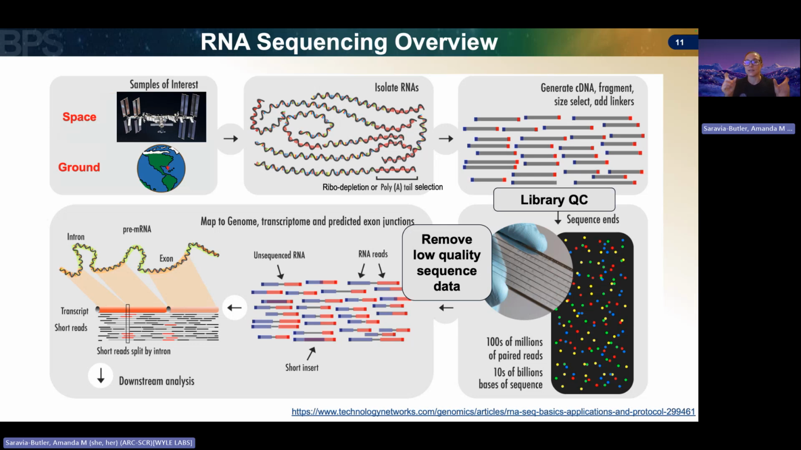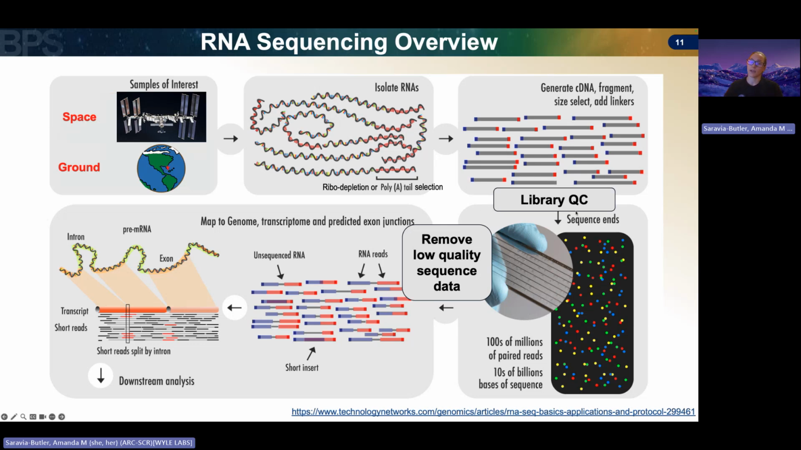And then keep in mind when assessing the size of your libraries, you need to account for the size of your adapters that are on either end. And those will be roughly 65, 70 base pairs, depending on how long your index is. And so if you have a 65 base pair adapter on either end, that's 130 base pairs total, plus the size of your insert at roughly 170 base pairs. For paired end 100 sequencing, you are looking for a library size range around 300 base pairs. Again, your insert plus your adapters.